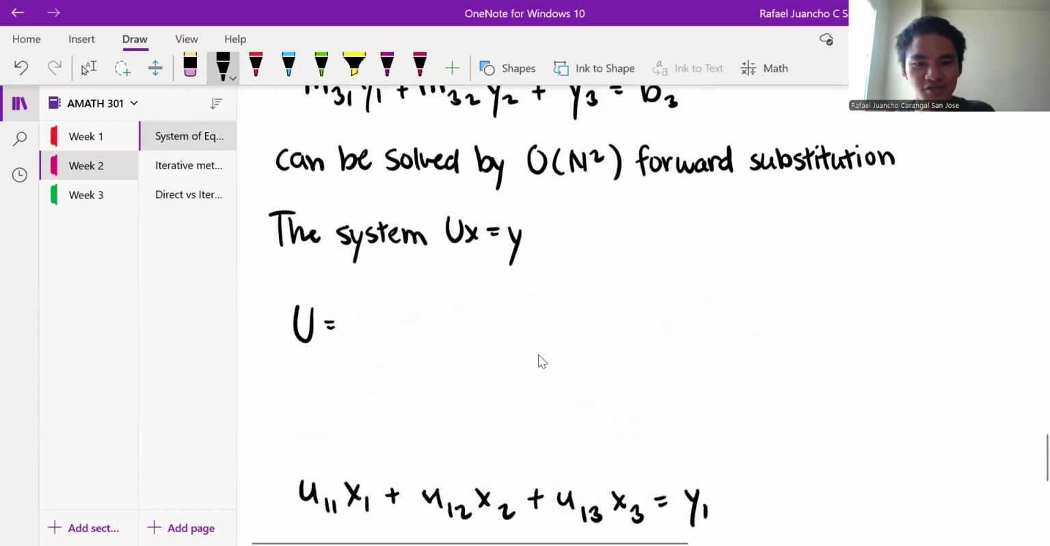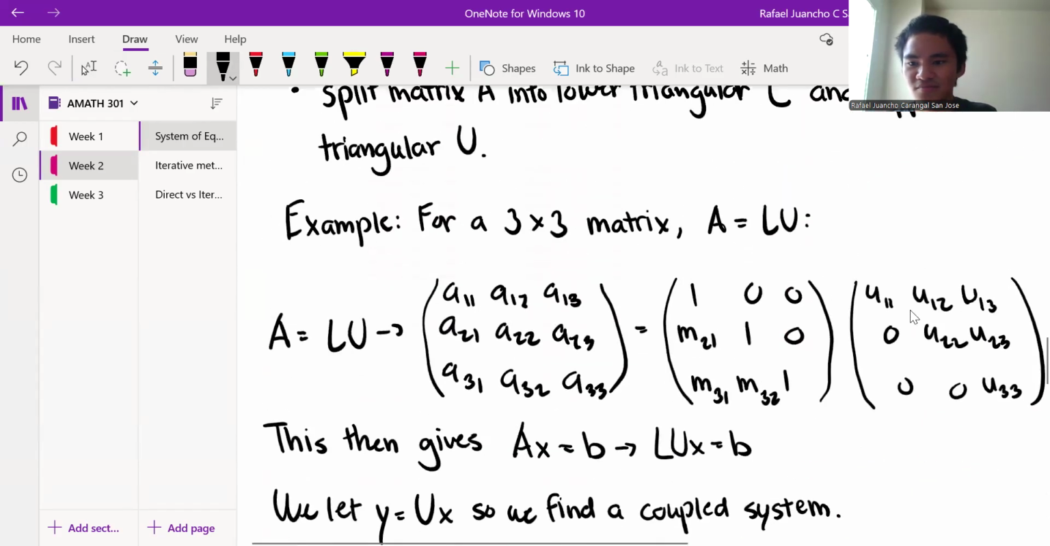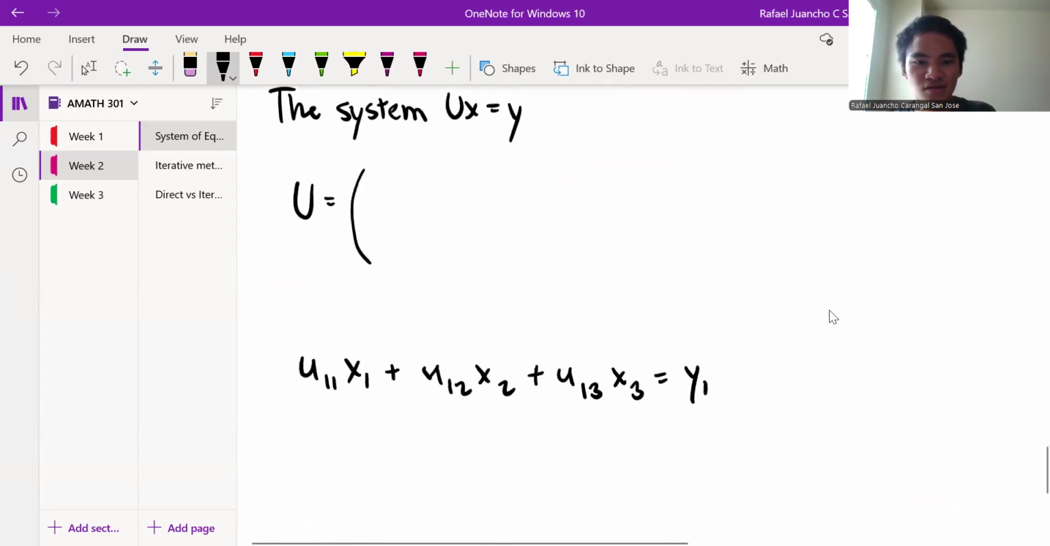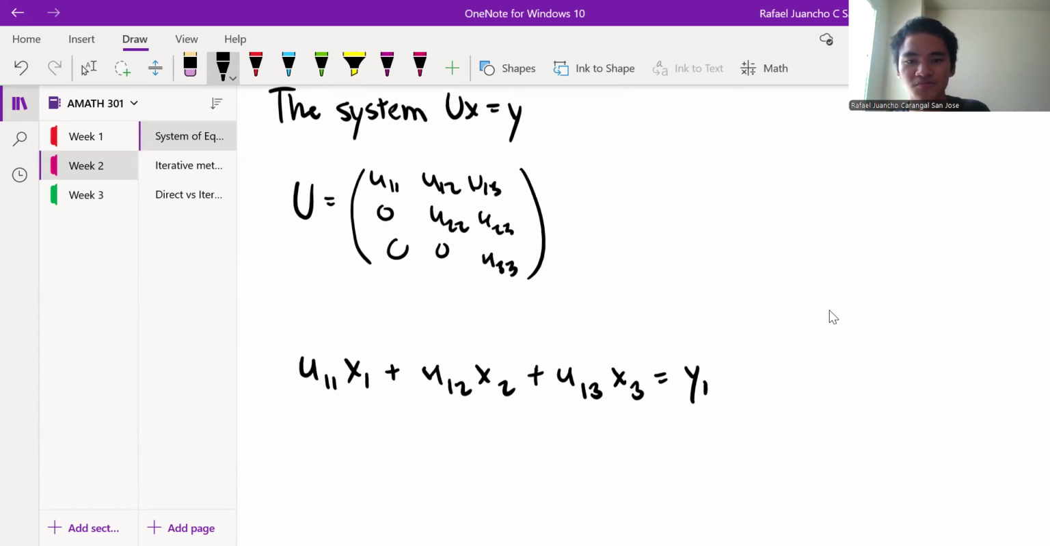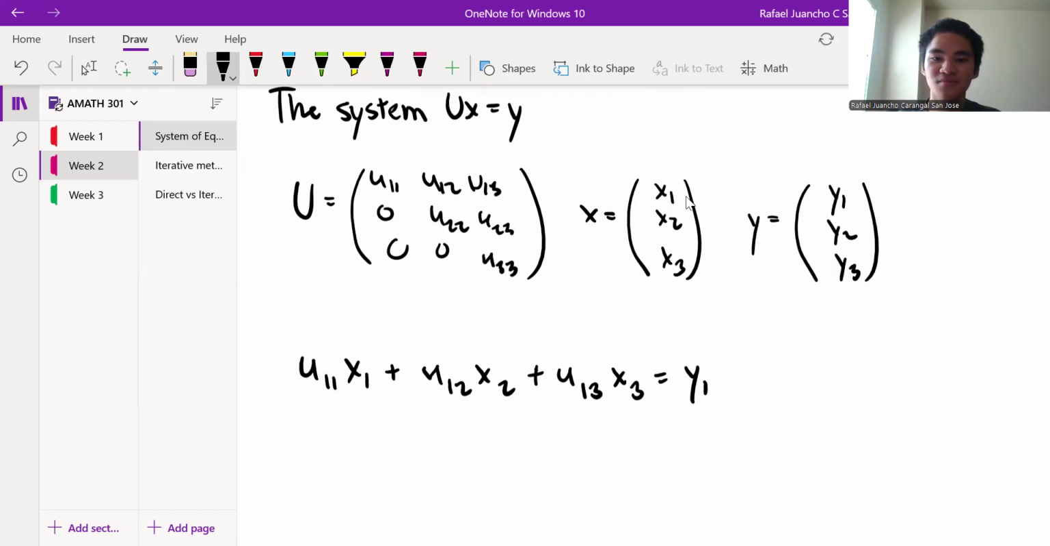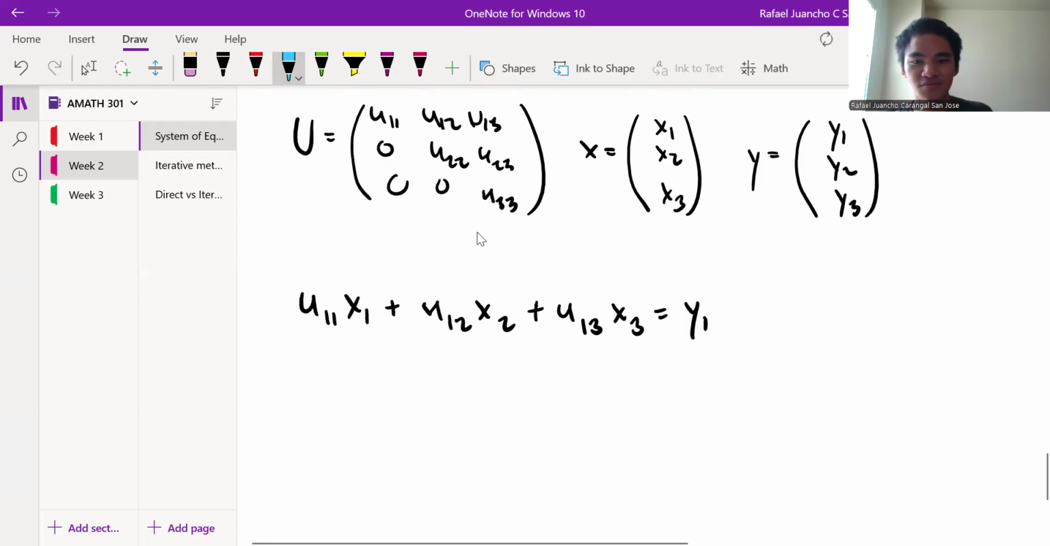So my U is the upper triangular matrix: U11, U12, U13, U22, U23, U33, 0, 0, 0. That's my U. My X is a vector, X1, X2, X3. My Y is again a vector, Y1, Y2, Y3. And then here we do a back substitution. We do this, then this, which will give us this, and so on.